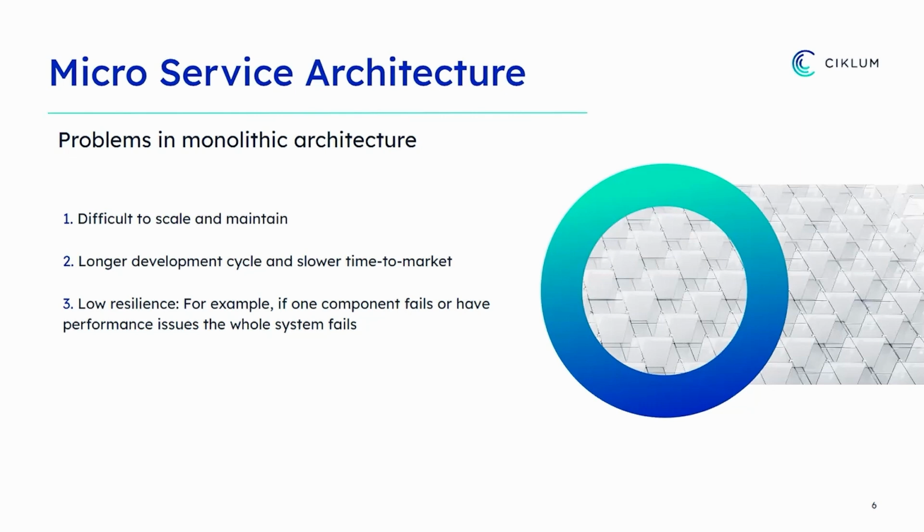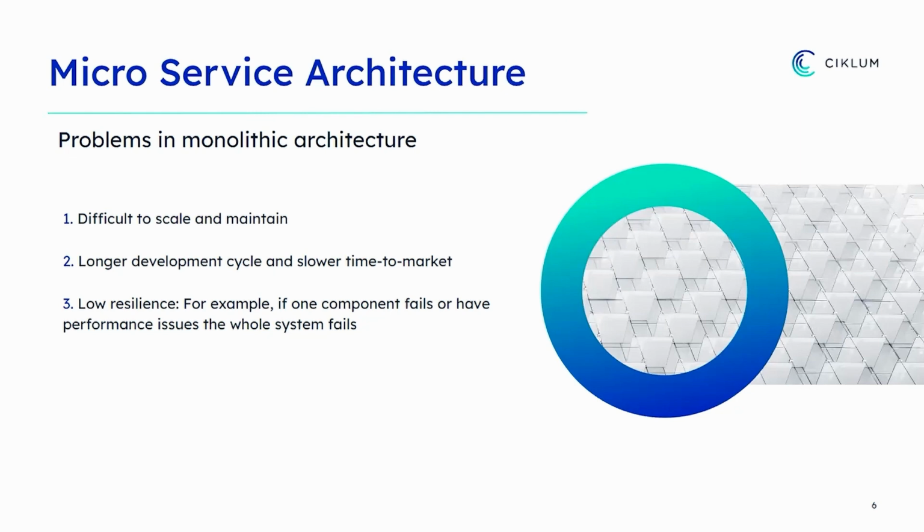The other problem is the development cycle and time to market. If there's a more complex system, a change might take more time to do. And once you have a complex system, the release time takes a lot of time because there's a longer testing cycle and a longer regression cycle. You cannot basically release a feature in a day or two. That would always take time.